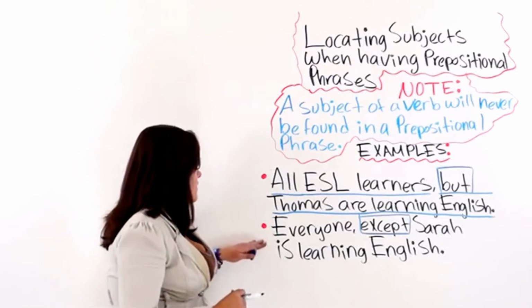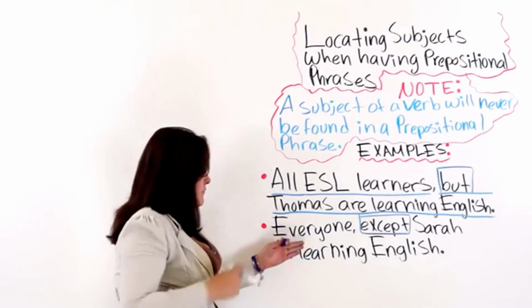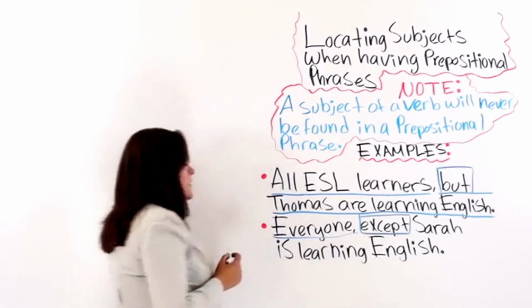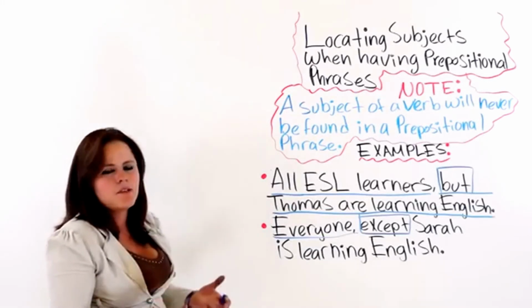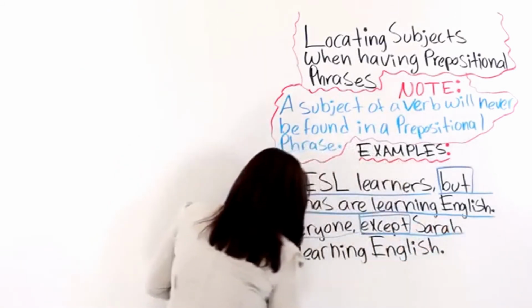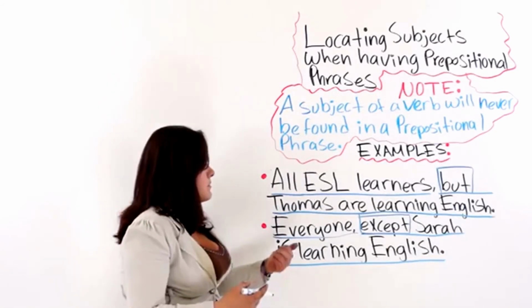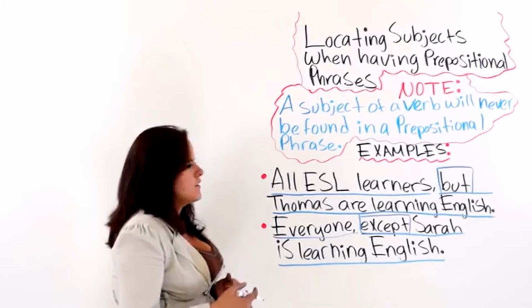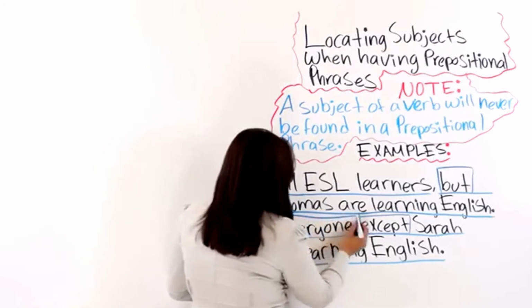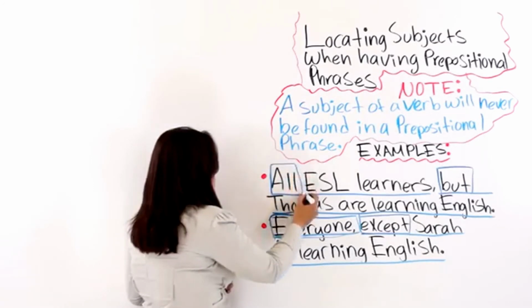Right? So the next one says everyone. We have again an indefinite pronoun, everyone. Everyone except Sarah is learning English. Except is also another preposition. So that means that the words that follow complete or complement the prepositional phrase, except Sarah is learning English. Okay? So everyone here would be the subject. The indefinite pronoun everyone. All is also an indefinite pronoun.